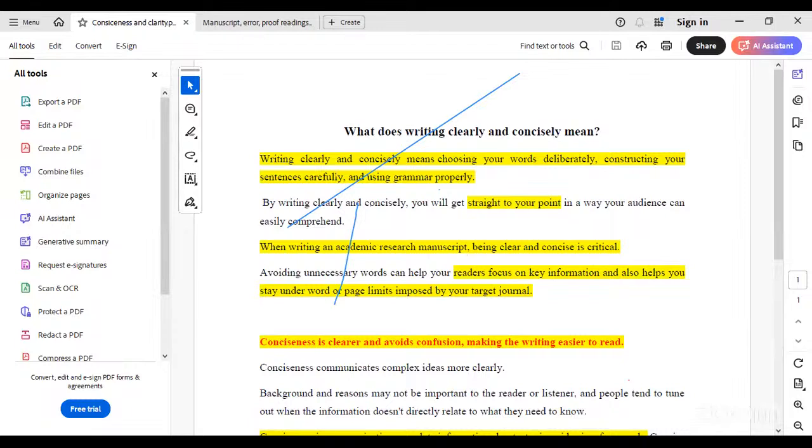Well, the research paper, cracking the research paper structure, and you have started with the manuscript.